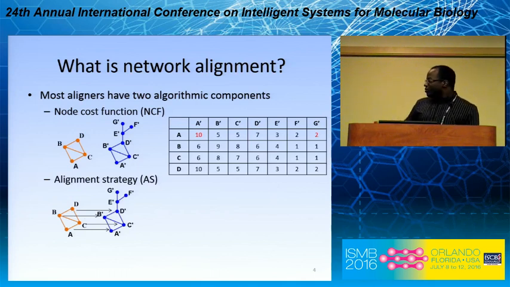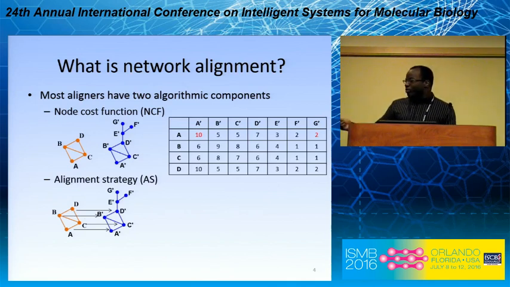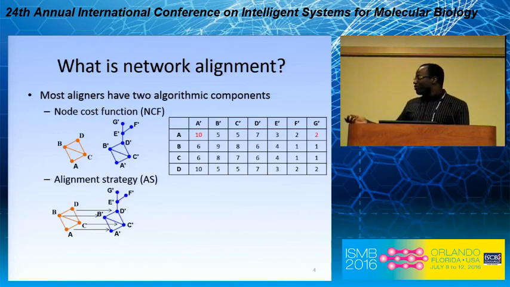So for example, in the orange network, we see that the node A has a similar neighborhood as the node A prime in the blue network. So we're going to give that a high score because they're very similar. So in the matrix, we give it a score of 10. But in contrast, if we look at A in the orange network and compare it to G prime in the blue network, we see that their neighborhoods aren't very similar, so we give it a lower score, for example, 2.